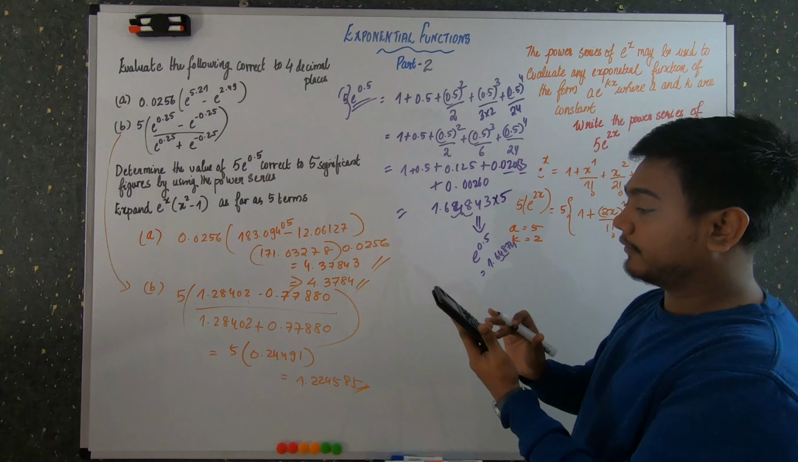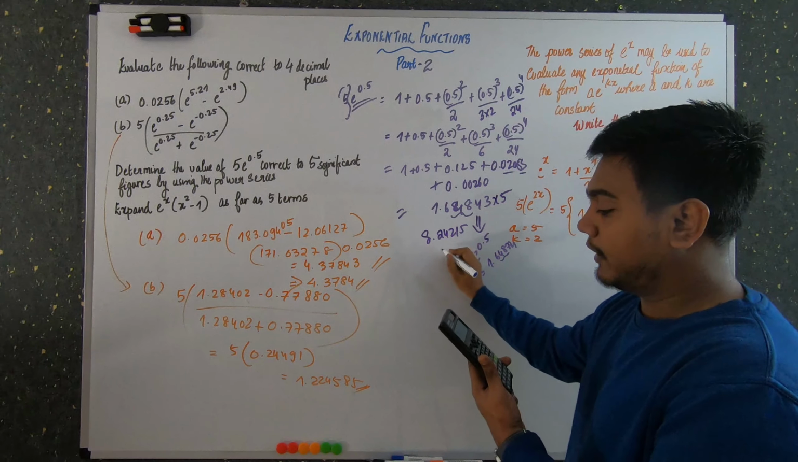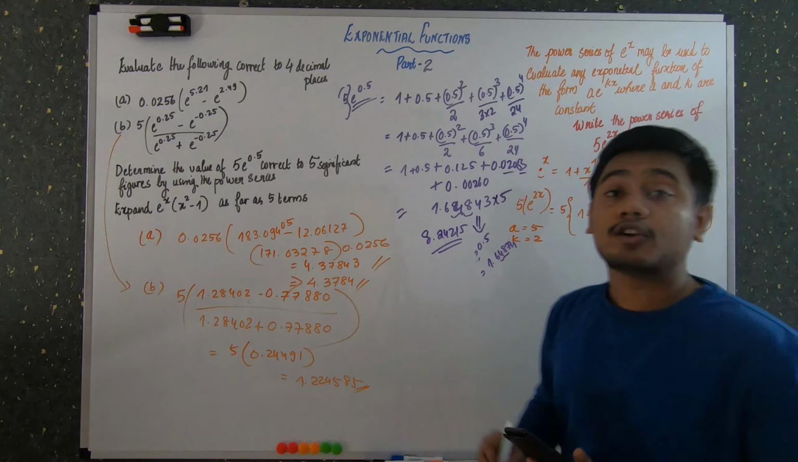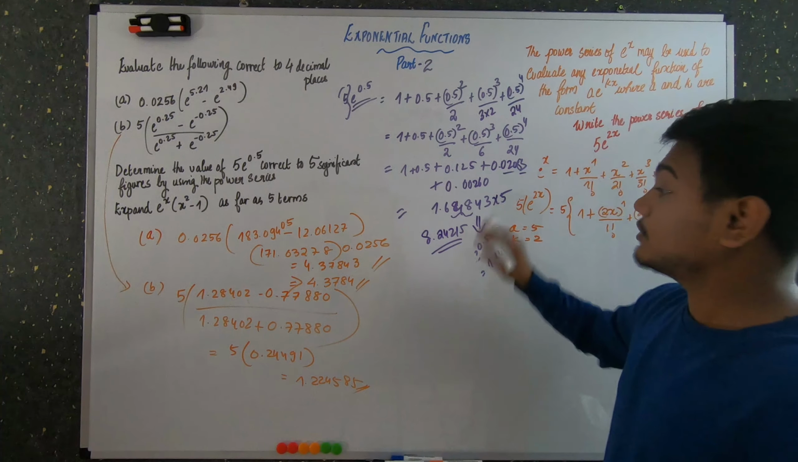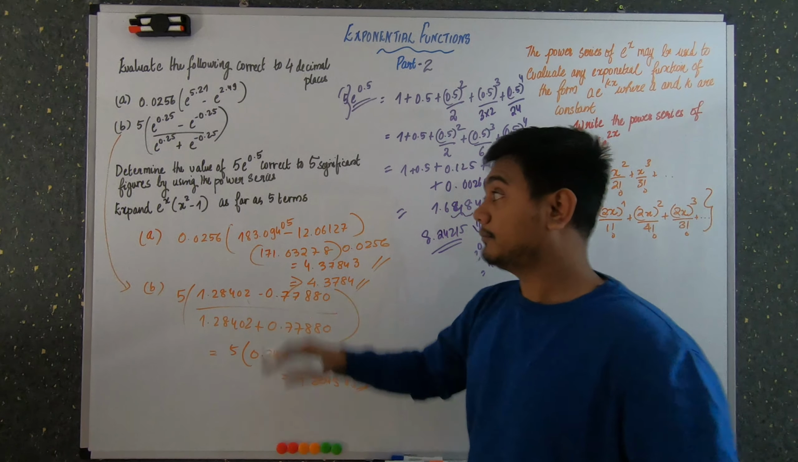Into 5. The answer is 8.24215, which is your final answer. So now let's find the last and the final problem in this section.